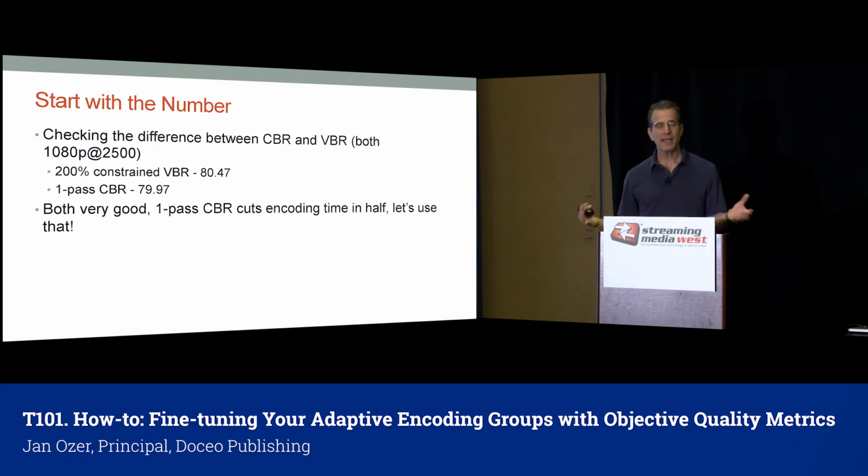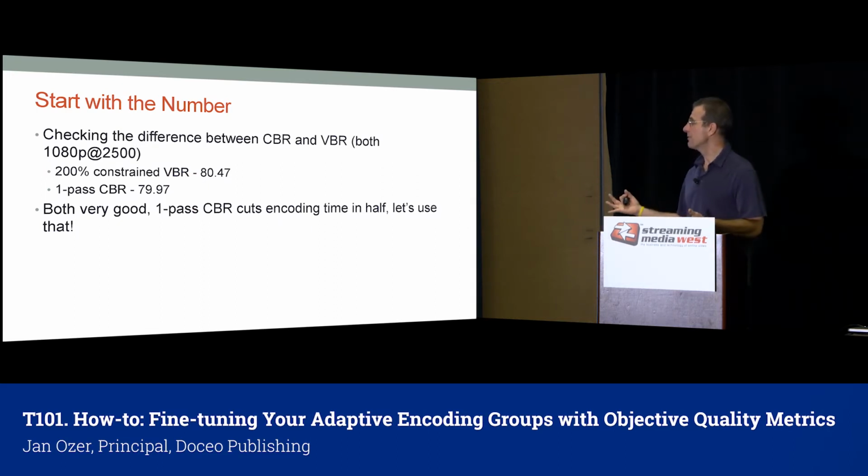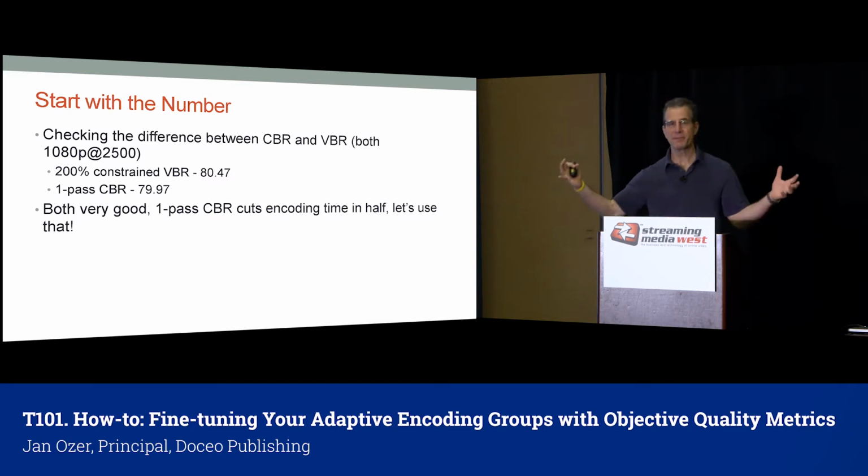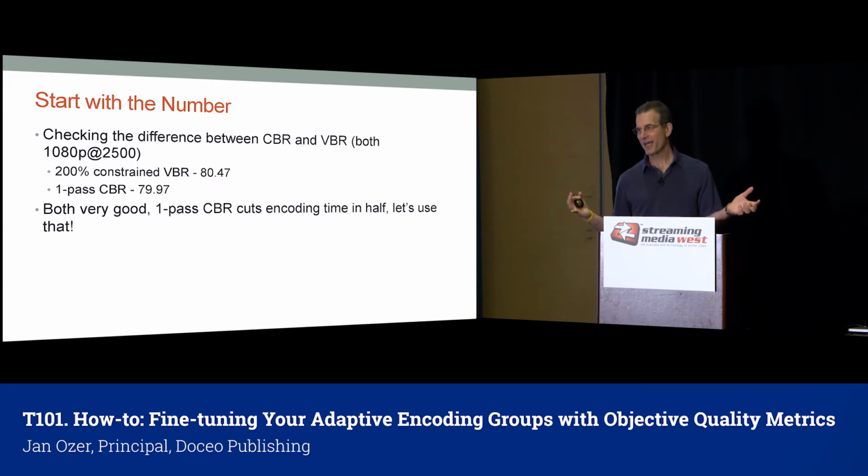Okay, so how do I compare CBR versus VBR? And why do we care about this? Because we have to make recommendations about how people should encode. And I have a book out. It's called Encoding by the Numbers. What I tried to do with that book is, everybody has opinions, and everybody argues what's better, CBR versus VBR. And what I tried to do with that book is just quantify everything.